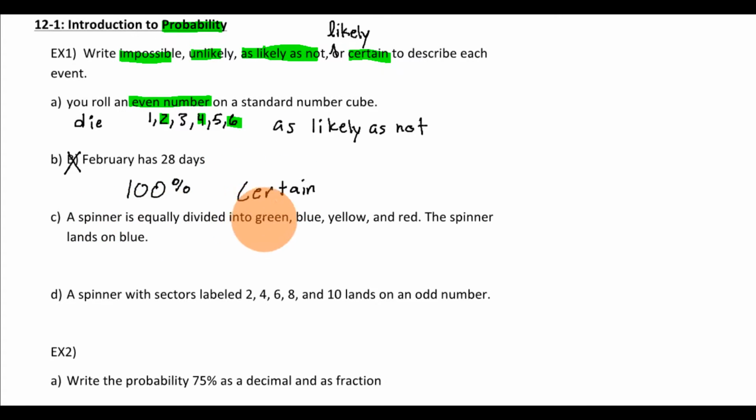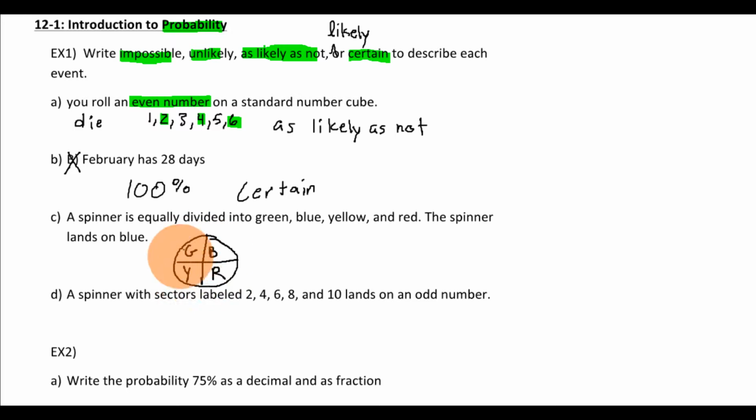Okay, a spinner is equally divided into 4 colors here, green, blue, yellow, and red. The spinner lands on blue is what we're trying to find out. What's the probability that the spinner lands on blue? The first thing I'm going to do is just draw a picture of a spinner. It's circular, and it's divided evenly into 4 sections. We have green. I'm just going to put a big G. In fact, I want to fix that just a bit. So let's just erase the entire spinner and fix it. All right, so we have green, blue, yellow, and red.